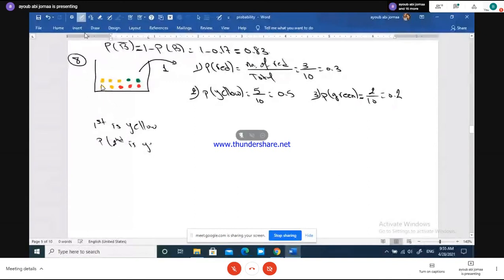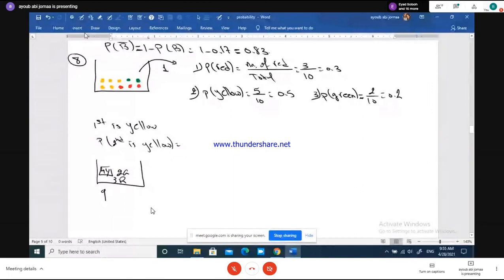Think like you said: we took the first one out, it came out yellow, and we didn't put it back. We selected a marble and this marble was yellow. Now we still have 4 yellow marbles, 2 green and 3 red. Now we are going to select the second marble from this set of 9. The probability that the second marble is yellow will be 4, because the first one that came out was yellow and we still have 4 yellow marbles. So it will be 4 over the total 9.